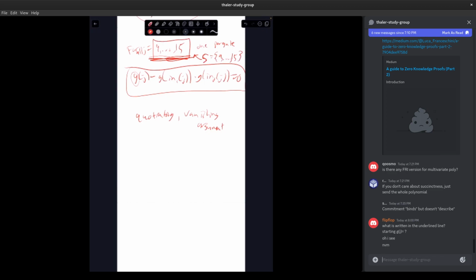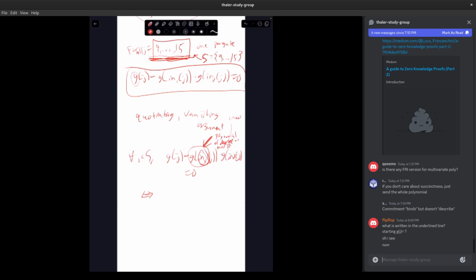And so you would have that for all J in S, G of J minus G of N1 of J times G of N2 of J equals 0, if and only if the following is true. By the way, it turns out that G composed with N1 is a polynomial of degree at most n squared, where n is the circuit size.